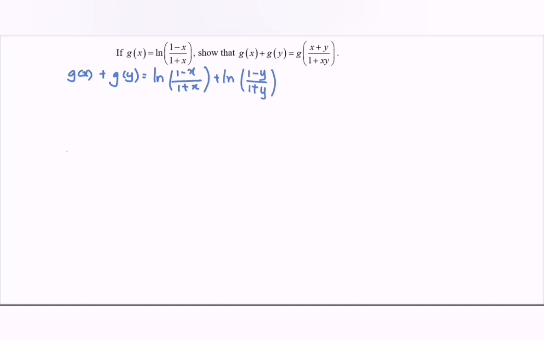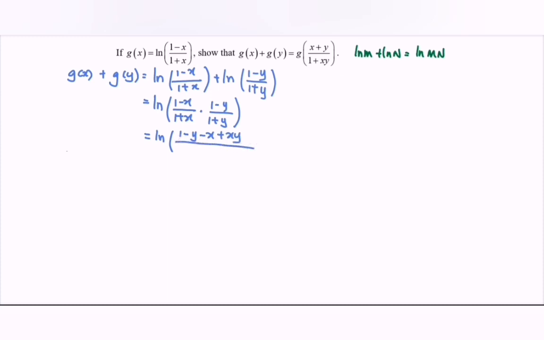So by referring to the situation, here we have ln m plus ln n equals ln mn. So can I combine the situation? We have ln of ((1 minus x) over (1 plus x)) multiplied by ((1 minus y) over (1 plus y)). So equals to ln, can I expand the situation? We have (1 minus y minus x plus xy) over (1 plus y plus x plus xy).